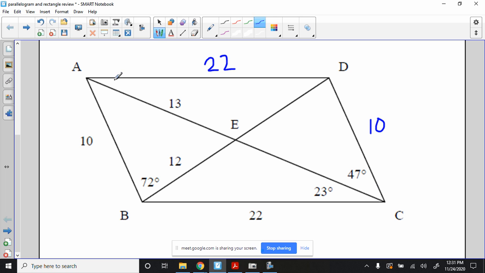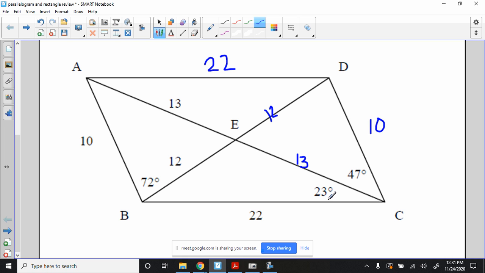Diagonals are not equal, but you do need to know that they cut each other in half. That's why this piece is a 13. This piece is 12, therefore this piece is 12. In a parallelogram, they are not equal, but they do cut each other in half.